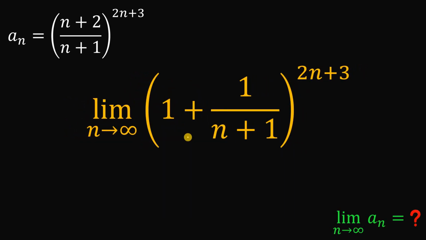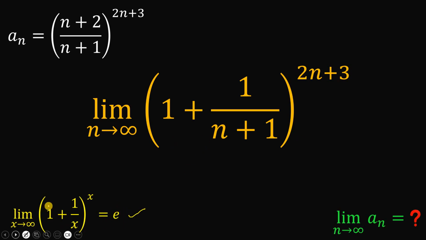Now, from here, I see 1 plus 1 over n raised to some power. And this reminds me of this identity. If we have the limit of (1 + 1/x) raised to the power of x as x approaches infinity, this is just equivalent to e, or approximately 2.71828. Now, what we're going to do is rewrite this in this format to use this identity, the limit of (1 + 1/x) raised to the power of x as x approaches infinity.